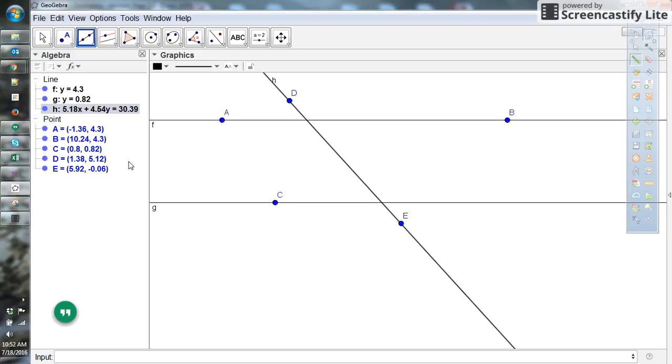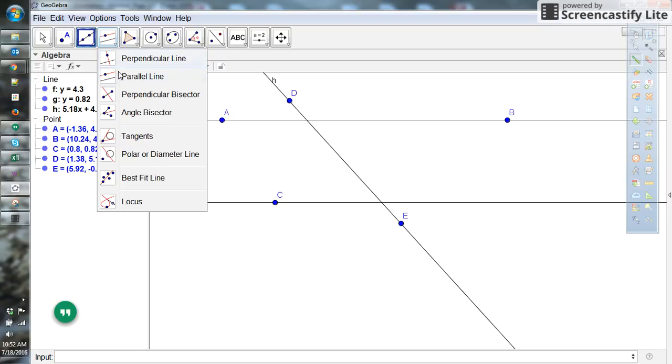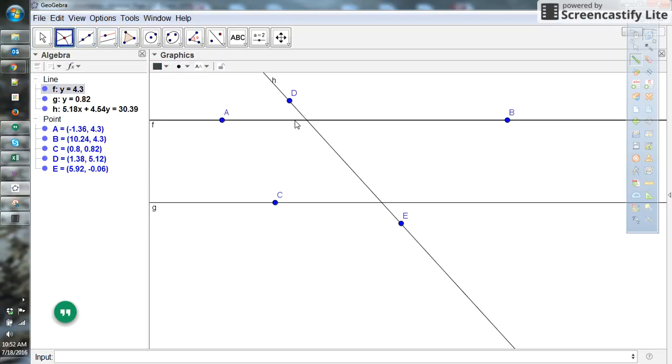Now, I'm going to draw a few more points. I'm going to label my intersections. Start off with that. Here we go. See where it says intersect? I am going to click right there, and it will just label that intersection for me. And I'm going to do it down here too.